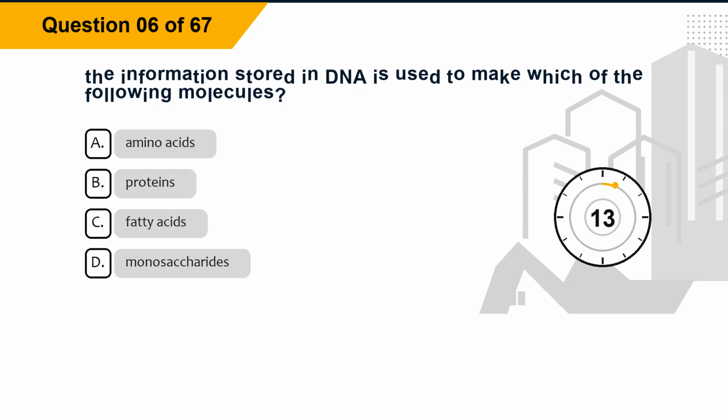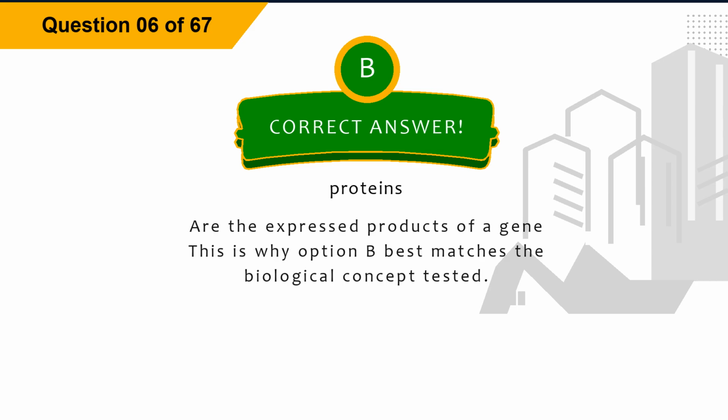Question 6. The information stored in DNA is used to make which of the following molecules? Option A, amino acids. Option B, proteins. Option C, fatty acids. Option D, monosaccharides. The correct answer is option B, proteins. Explanation. Proteins are the expressed products of a gene. This is why option B best matches the biological concept tested.